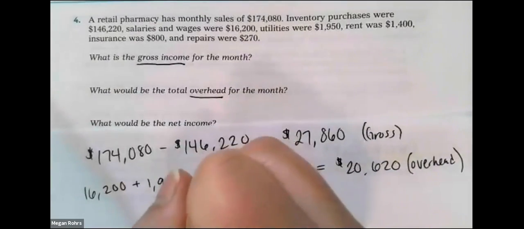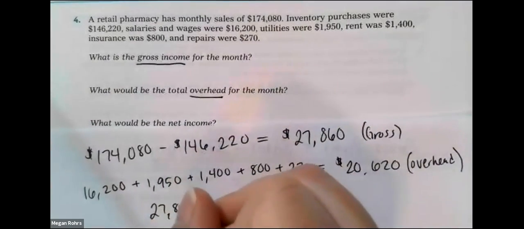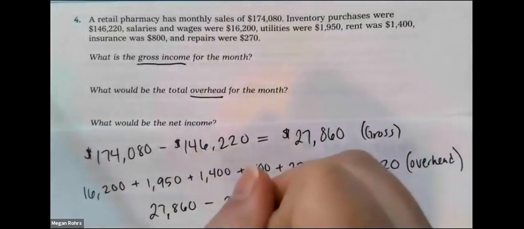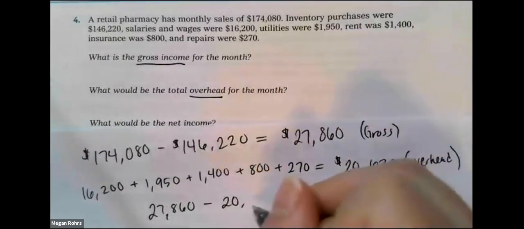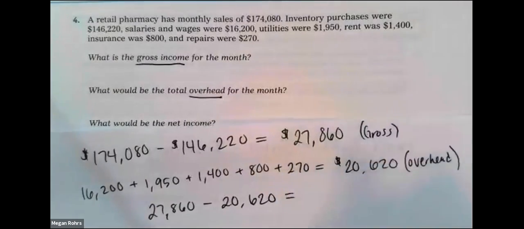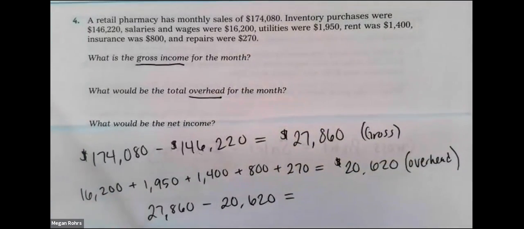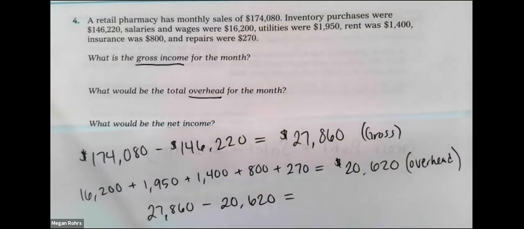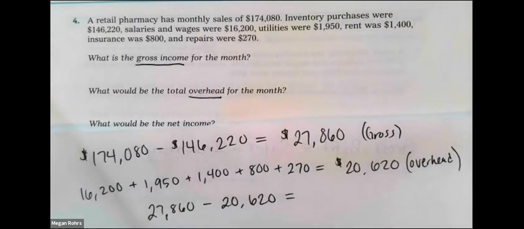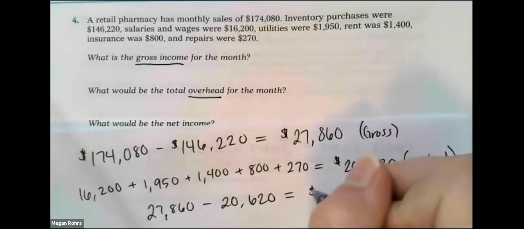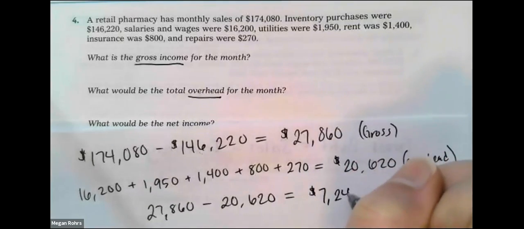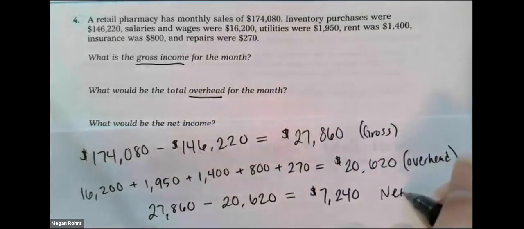So we have 27,860 minus 20,620. So let's see what that leaves us with. I get a net income of $7,240.